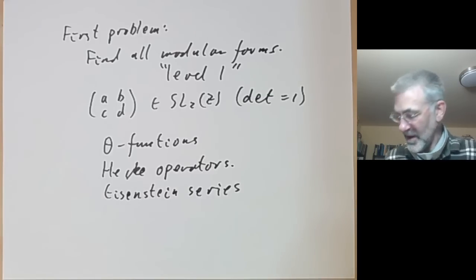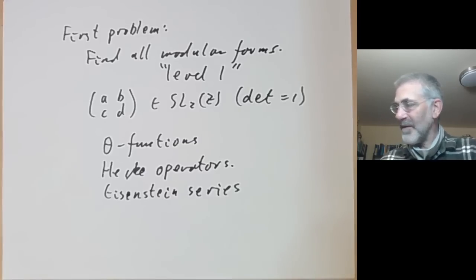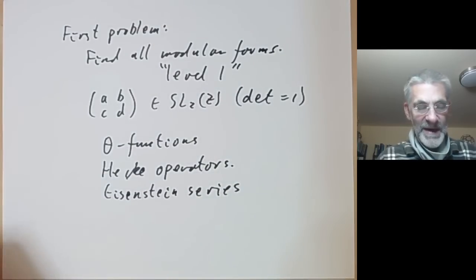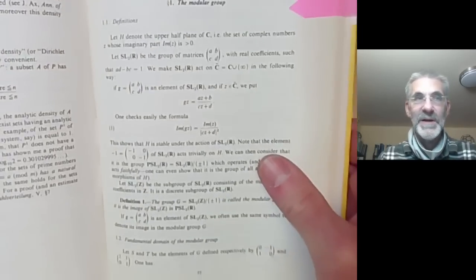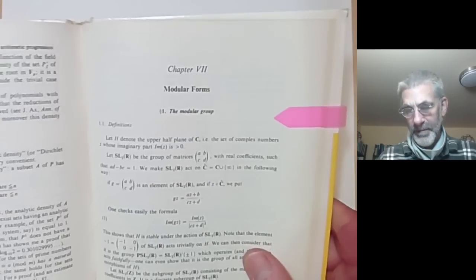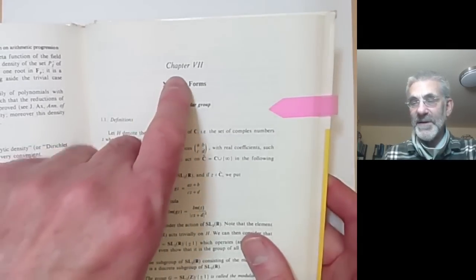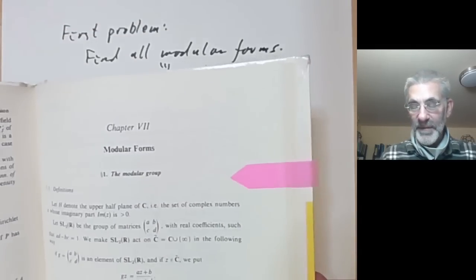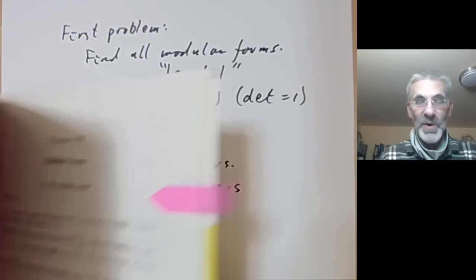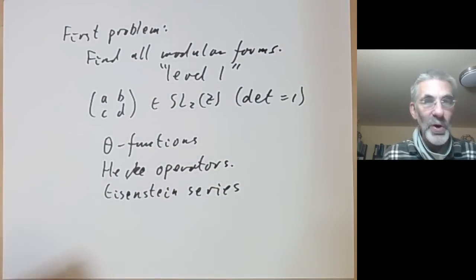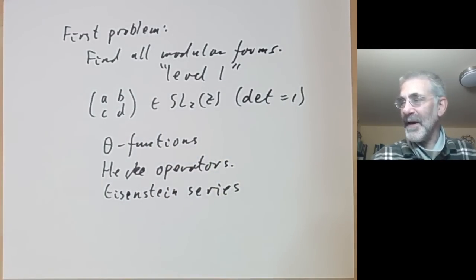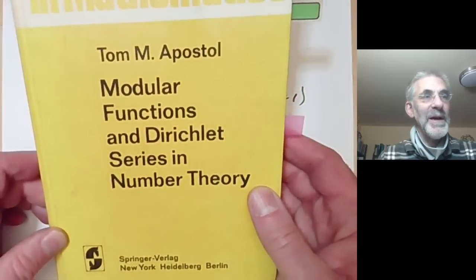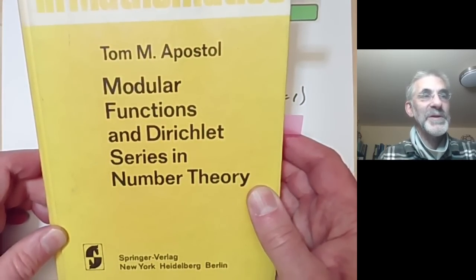So I'll just finish by recommending a couple of books. The first is this book by Serre, A Course in Arithmetic, which doesn't sound like a terribly promising title, but arithmetic in French means number theory. And chapter 7 on modular forms gives a very concise and neat description of modular forms. And the first few lectures will be more or less doing the same topics as in Serre's book. One other classic I want to recommend is this one by Apostol on modular functions and Dirichlet series and number theory.